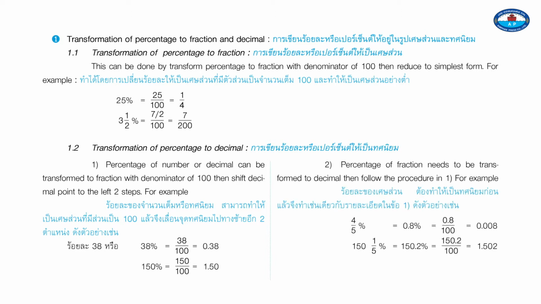2. Percentage of a fraction needs to be transformed to decimal, then follow the procedure in 1. For example, 4/5% equals 0.8% equals 0.8 over 100 equals 0.008. 150 1/5% equals 150.2% equals 150.2 over 100 equals 1.502.